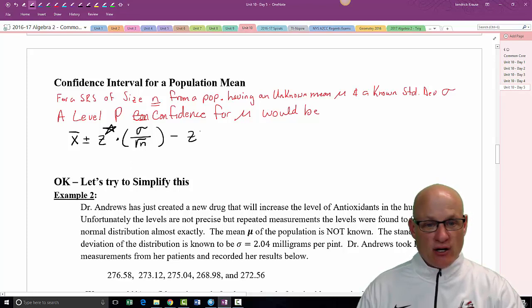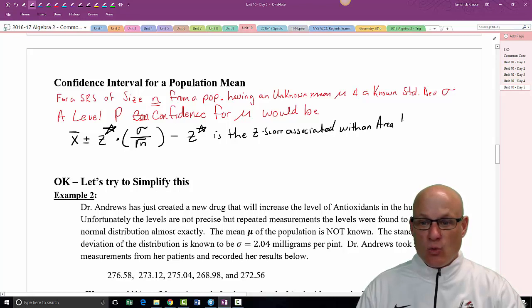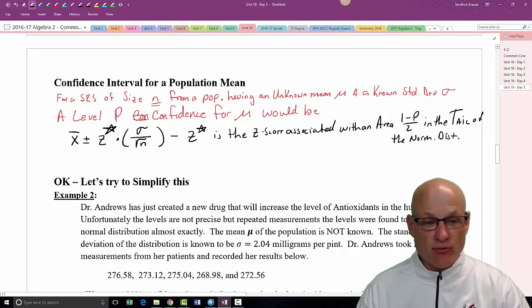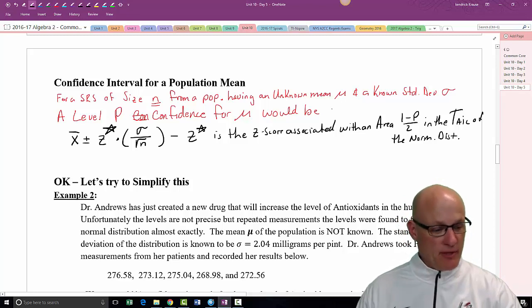And this is where Z star is the critical value, well, let's say the z-score associated with an area 1 minus p over 2 in the tail of the normal distribution. And that's what we just did, right? We're going to go through what that formula means in a minute.